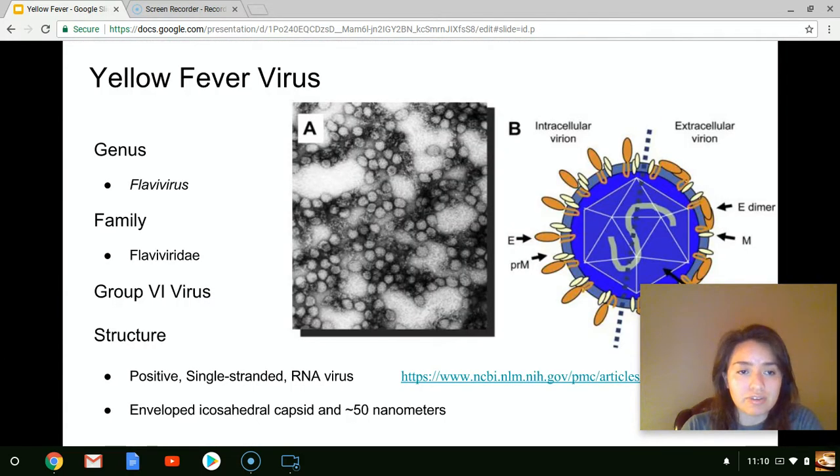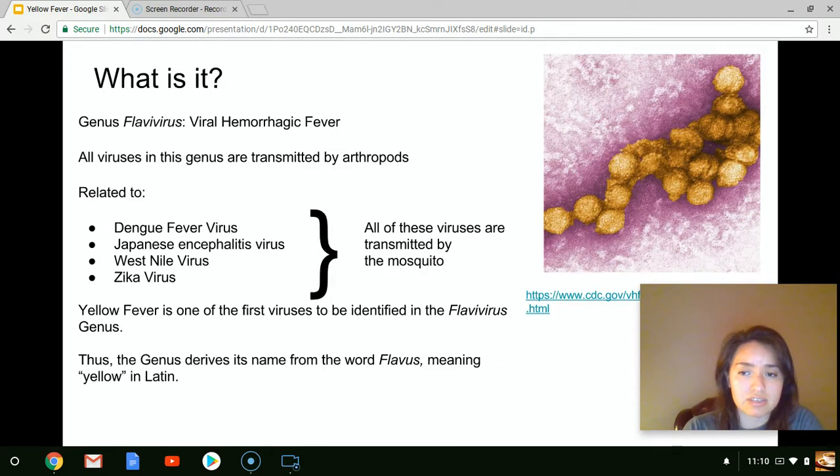The yellow fever virus belongs to the genus Flavivirus, in the family Flaviviridae, and it is part of group 6 of viruses. That means its structure is a positive single-stranded RNA virus. It is an enveloped icosahedral capsid, approximately 50 nanometers in diameter.